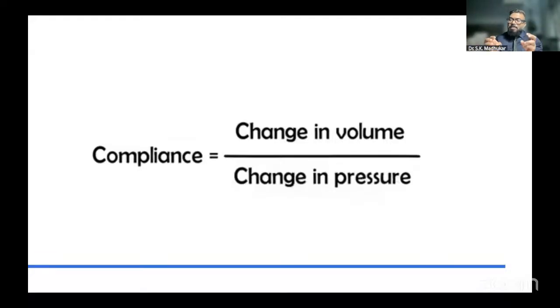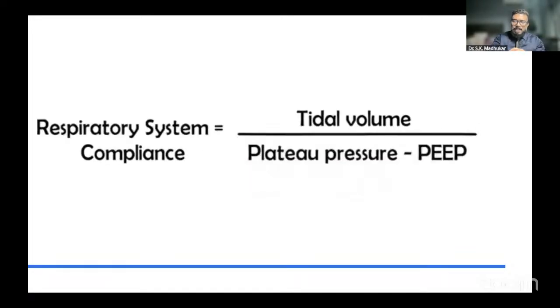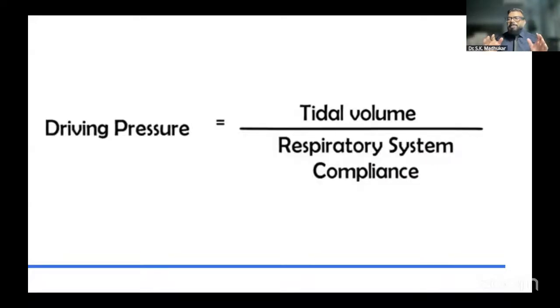When we talk about the compliance of the alveolus, we talk about the pressure in the alveolus, and that pressure is the plateau pressure and the PEEP. Plateau pressure minus PEEP is the driving pressure. The respiratory system compliance is the tidal volume divided by the driving pressure. So if you shift the equation, the driving pressure becomes tidal volume divided by respiratory system compliance.